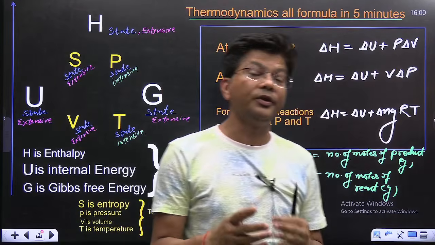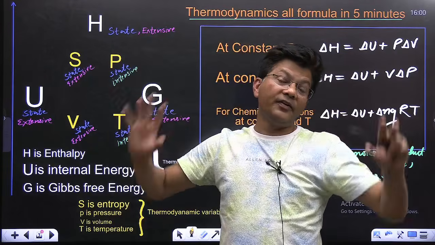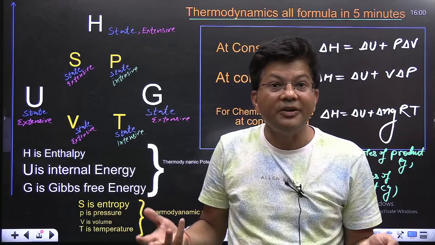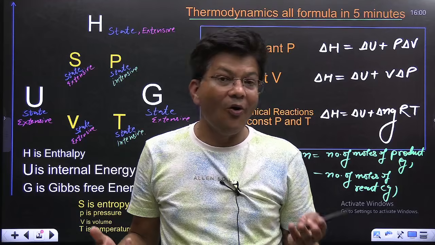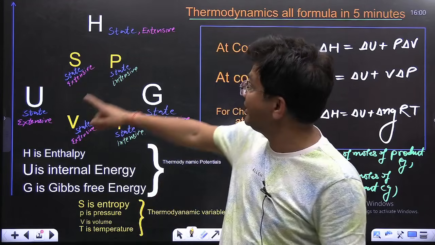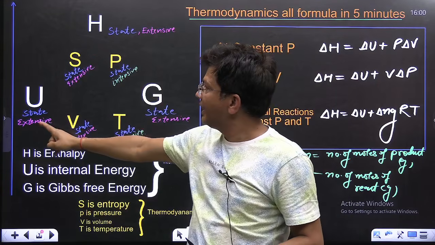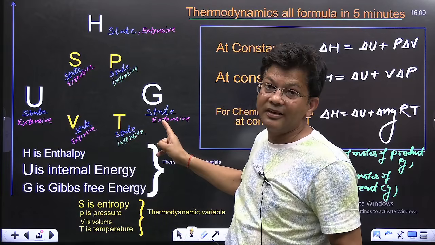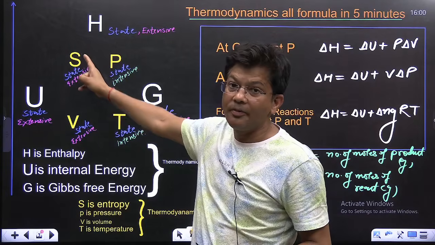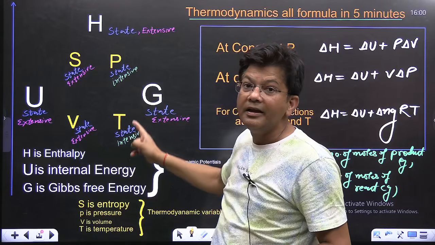But before going to Gibbs free energy, give a look. Whenever anything is in the form of energy, that depends on moles, and moles means weight, weight means mass, mass means always extensive property. Because this thing also comes up again and again. H is extensive, U extensive, G extensive, thermodynamic potentials all they are extensive, and S entropy extensive, and volume is extensive. Only pressure and temperature they are intensive.